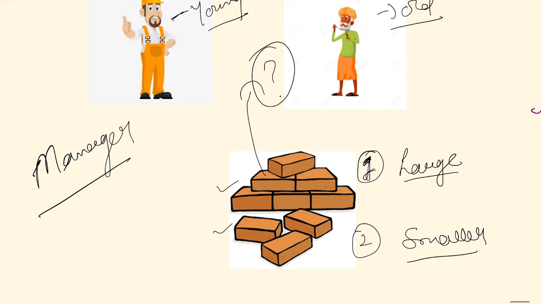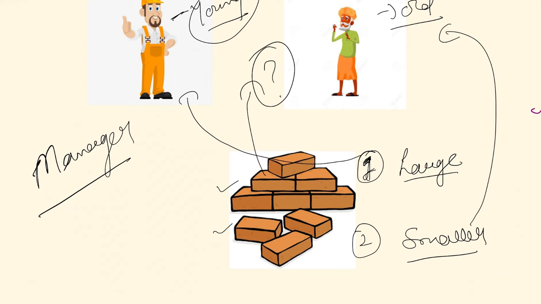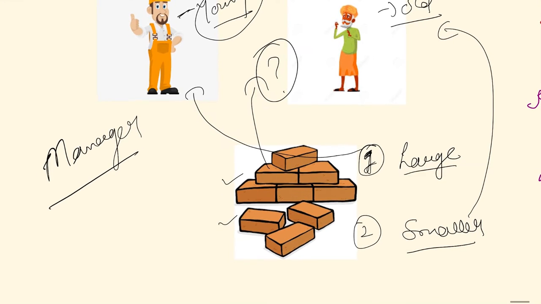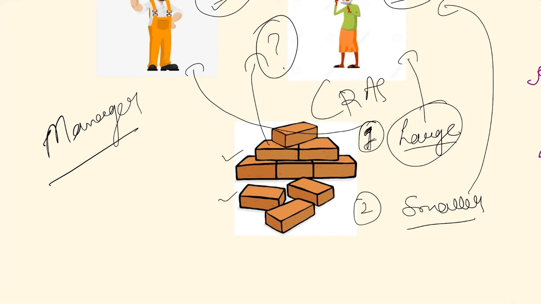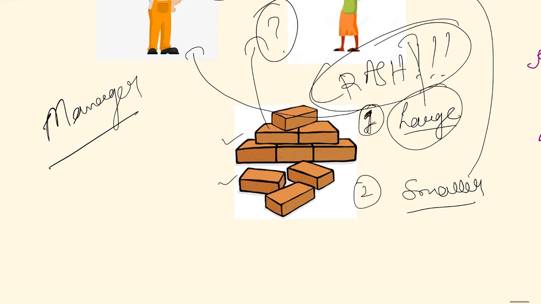So this is the question. Obviously you will give the large pile to the young man and the small pile to the old man. Why do you do it like this? Because you know that the larger pile will be carried by the young man safely, and if you give the large pile to the old man, then he may crash. He won't be able to carry it. So this is something that is happening to the heart in congestive cardiac failure.